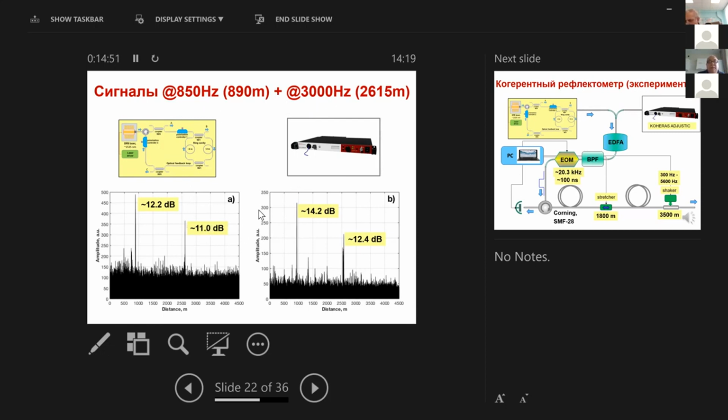The performance is nearly the same, but okay, our laser is a little bit worse. But if you take into account the price of the laser, this 1 dB difference is nothing.